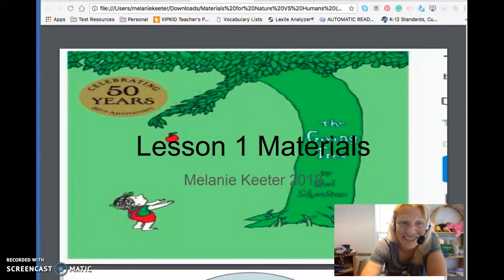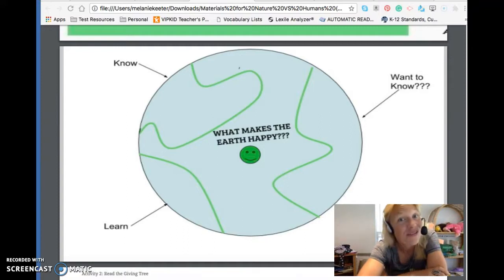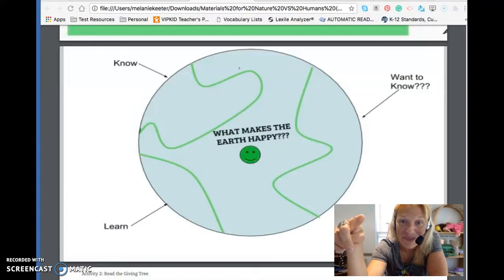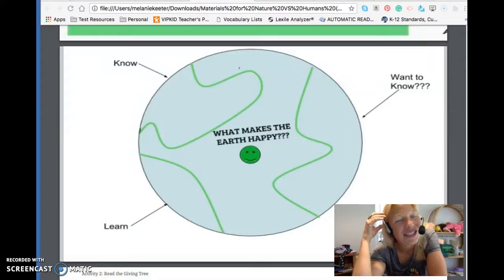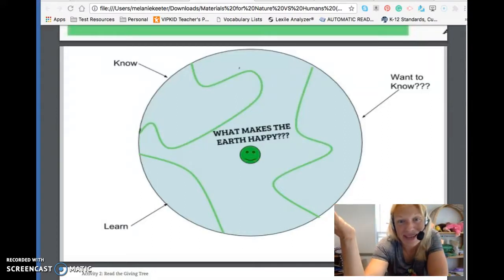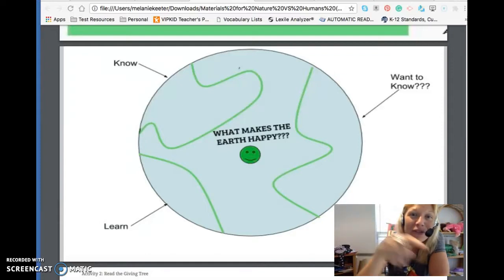Let's begin. On the first page of this PDF and this slideshow, you will see a picture of the earth, a smiley face, and the question, what makes the earth happy? You'll also see the words know, want to know, and learn. This is a KWL chart, and the purpose of this chart is to look at all of the different things throughout the whole unit.